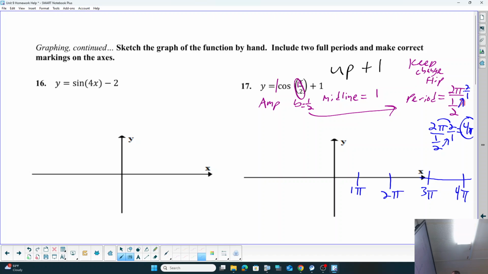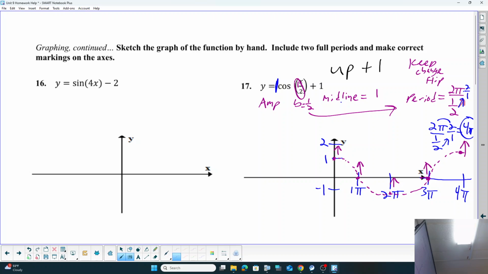Okay, so then the amplitude is just 1. So that's going to be up 1 and down 1. But now, because of the midline, we're actually going to go up to 2. We're going to shift up. So regular cosine is here and here, and here and here, really stretched out. So that's regular cosine. But now we're going to shift each one up.